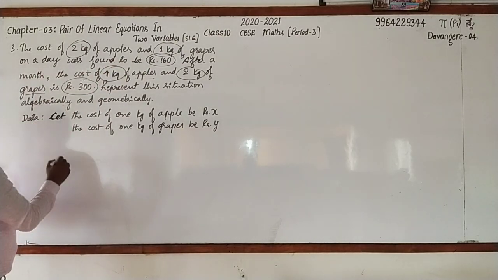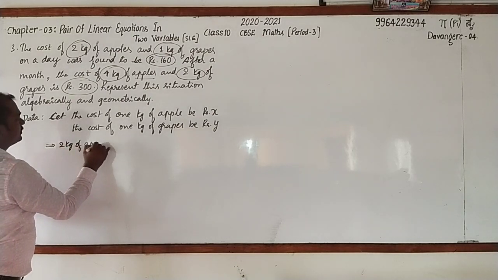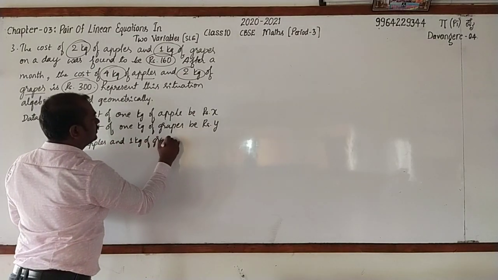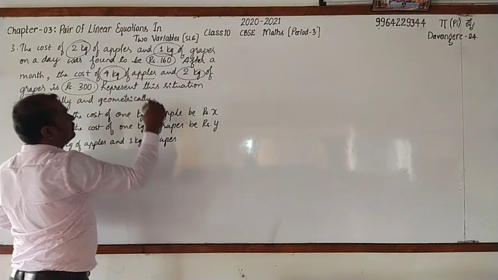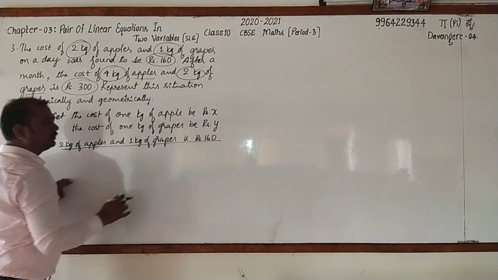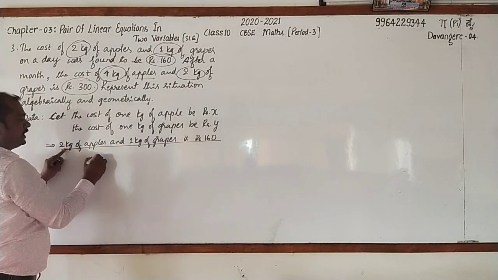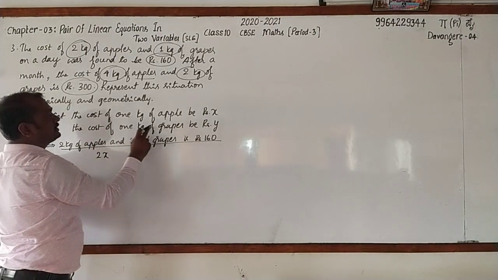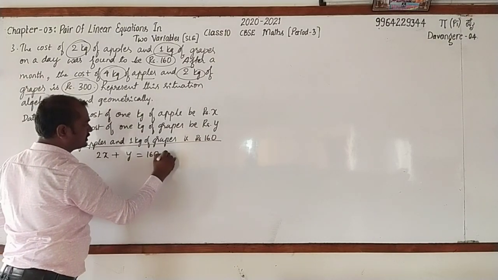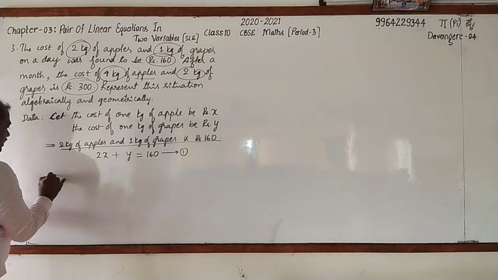Here they are given 2 kg of apples and 1 kg of grapes on a day was found to be rupees 160. I'll write that first situation. It is 2 kg of apples and 1 kg of grapes, available for rupees 160. Let us convert this into an equation. 1 kg of apple is rupees x, so for 2 kg, 2x. 1 kg of grapes is rupees y. This is equal to 160. You may call this equation 1. Clear? Yes.